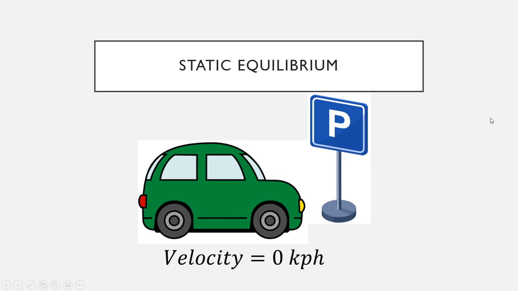Okay, there are two kinds of equilibrium, ano? Static equilibrium is when your object or your system is in equilibrium, the state of motion does not change, and it's not moving. It's not moving, it's not being made to move. That is static equilibrium.